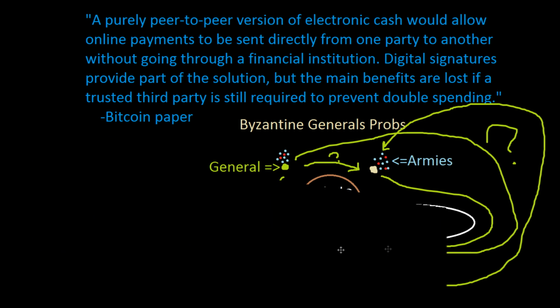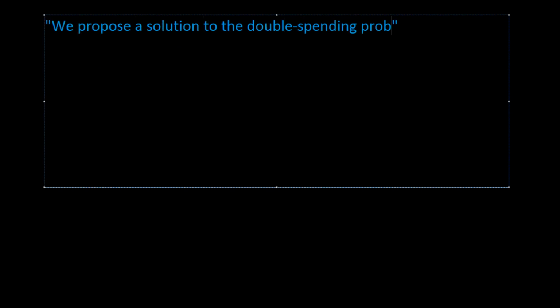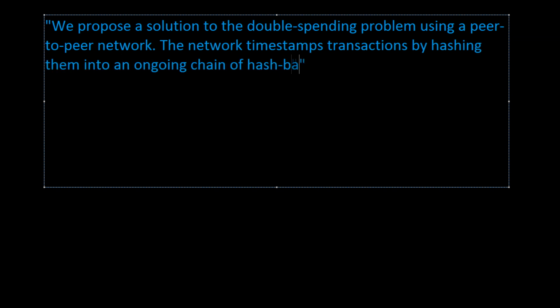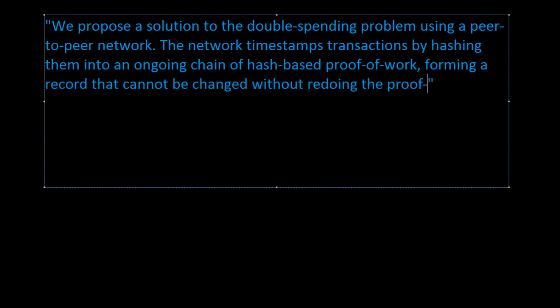So moving on in the paper, we just kind of explained the beginning and what the problem is. So moving on, back to the abstract. We propose a solution to the double spending problem using a peer-to-peer network. The network timestamps transactions by hashing them into an ongoing chain of hash-based proof of work, forming a record that cannot be changed without redoing that proof of work.